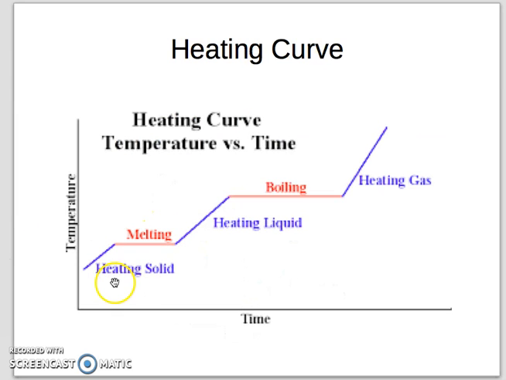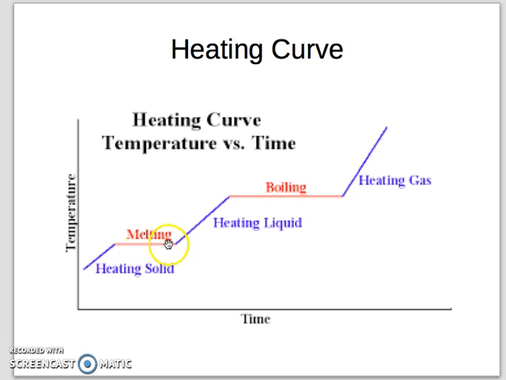Keeping that in mind, here's a heating curve for a substance. We could call this water. Here's time, temperature. We start with ice. We're going to heat it up. It's going to reach, for ice, 0 degrees Celsius. Then it will begin to melt. As it melts, some of it will still be ice in the solid phase. Some will become liquid in the liquid phase.